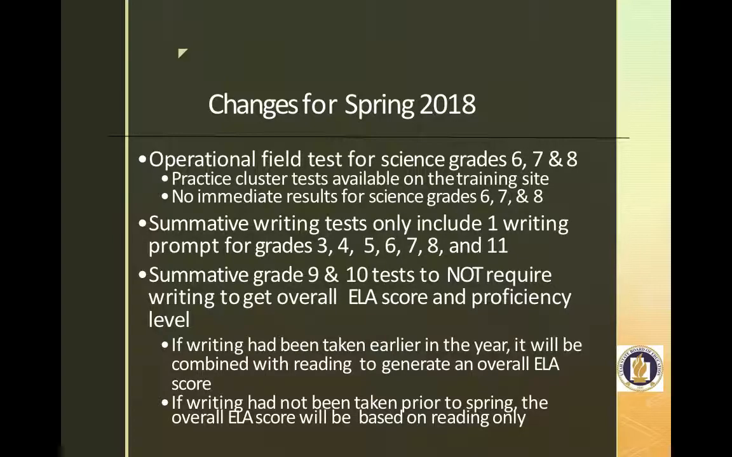There will also only be one writing prompt for grades 3, 4, 5, 6, 7, 8, and 11, and that could be any one of the 2 different types of writing prompt that would be randomized. If writing has been taken earlier in the year, and that was not the case in Murray City School District, it will take a little bit of time for the language arts scores to be calculated, but those scores are immediately available within the next 24 hours after the student takes the reading portion of the SAGE exam.